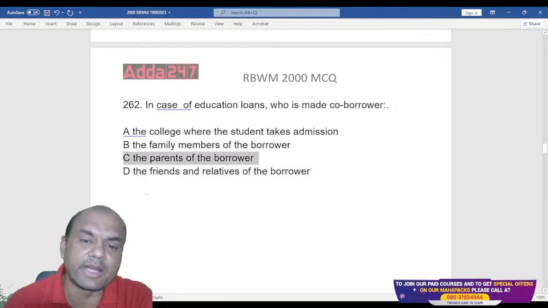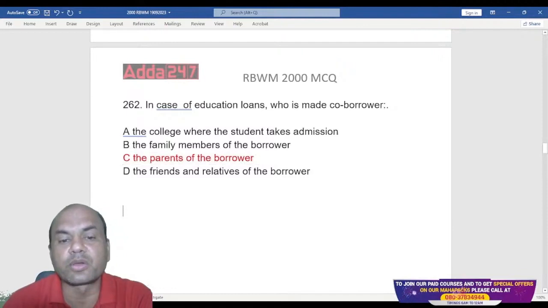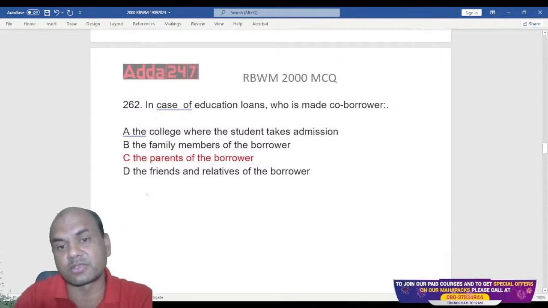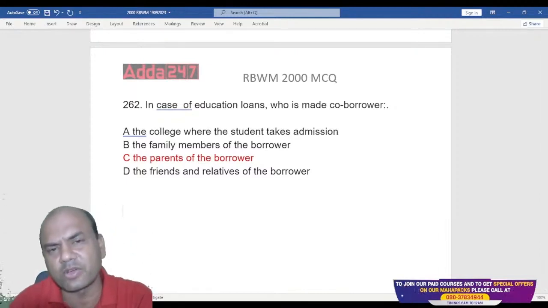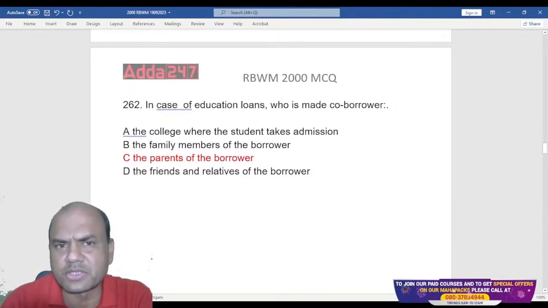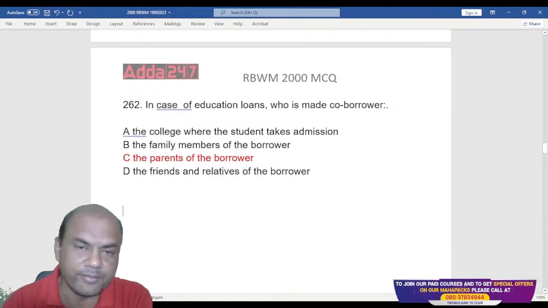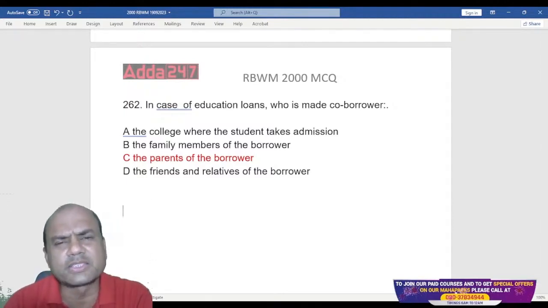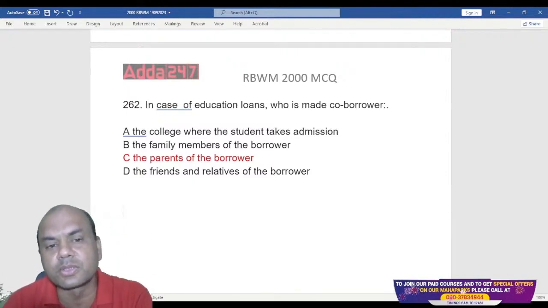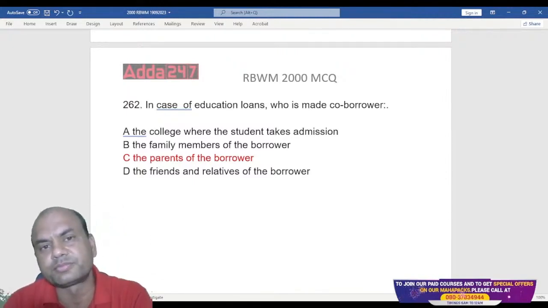Correct answer is this: parents. Parents of the borrower means this student. Parents of the student are taken as the co-borrowers. Always remember this. But what is the logic of this education loan? Suppose if I take the education loan, I am the student. Let's say I'm going for engineering. So in engineering, first year means I'll take the admission. And then when will I repay the loan and who will repay the loan? Suppose my parents are taken as a co-borrower.